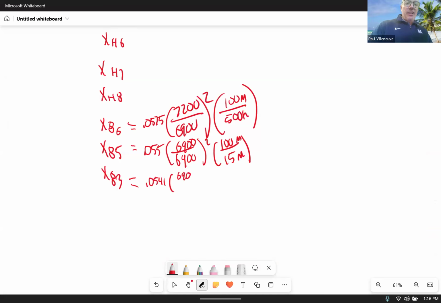And the voltage again is 6,900 over 6,900. Or you can use 34.5 over 34.5, right? Those both equal 1. And then that's equal to 100 MVA over 5 MVA. And those are your 3 transformers.